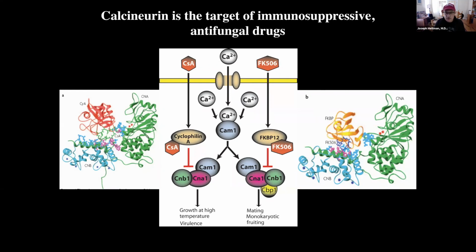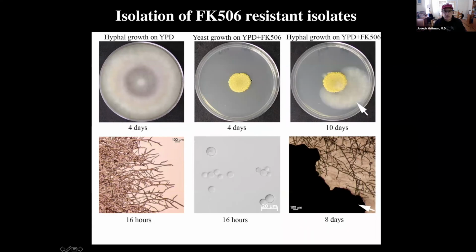So Cecilia set out to isolate resistant mutants to this growth inhibitor FK506. So again, without drug, you see a hyphal growth mode. In the presence of the drug, you see a yeast colony. And if you wait, you see drug-resistant hyphal sectors emerging. So we purified these drug-resistant sectors and characterized them.